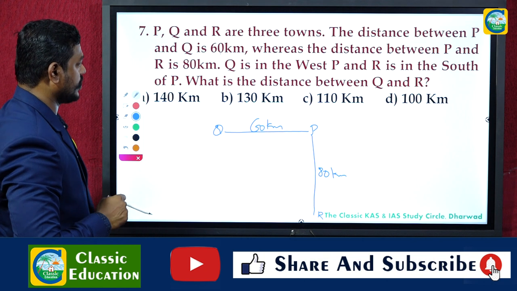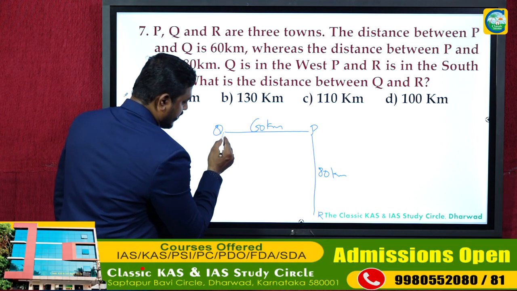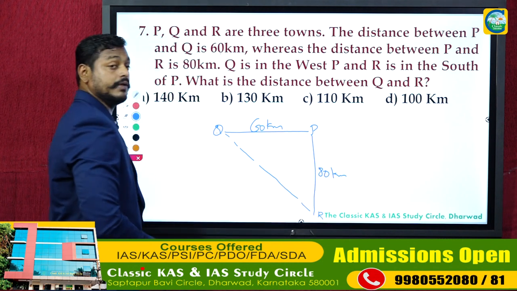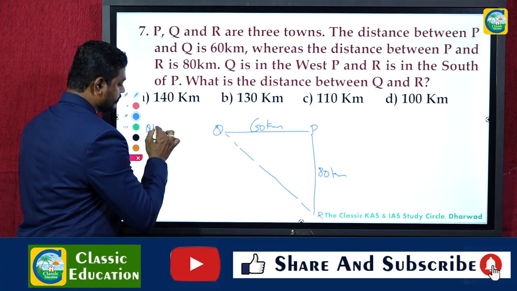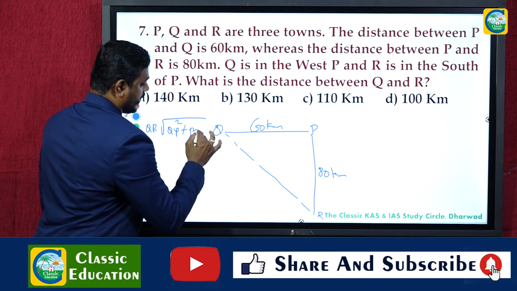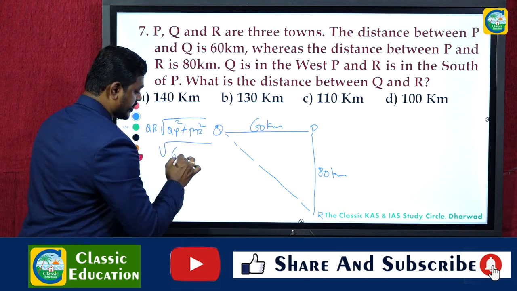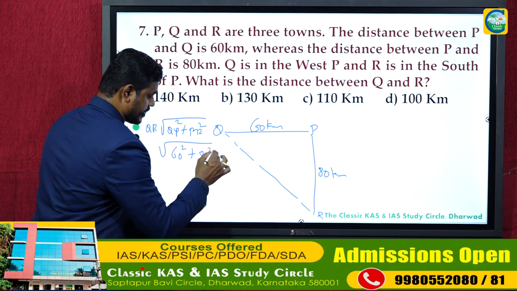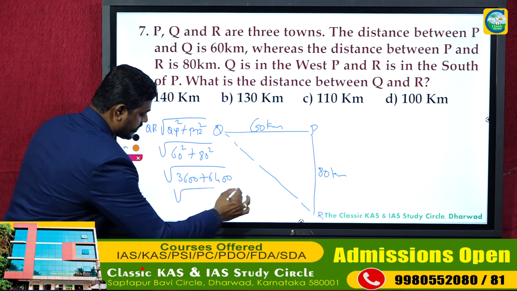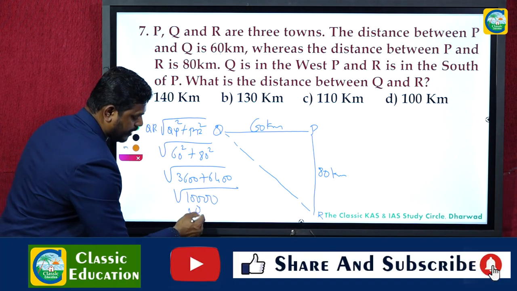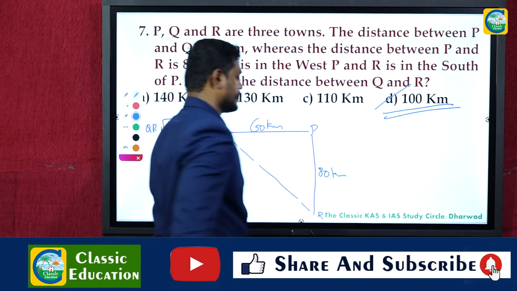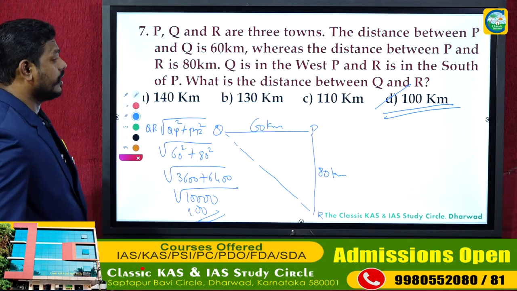Now the question is, what is the distance between Q and R? Okay, now we are finding this Q and R distance. We know that the distance of Q and P is 60, P and R is 80. Now we are going to find out Q and R. We have to apply the Pythagoras formula here, right? So QP square plus PR square, okay? 60 square plus 80 square, then square root of 3600 plus 6400, then it is 10,000. The square root of 10,000 is 100. Right? So your answer is 100 kilometers, option number D, friends. Okay. Right, we'll move on to the next question now.